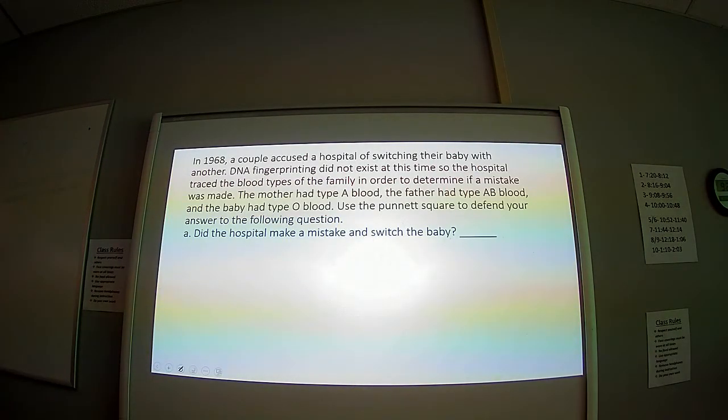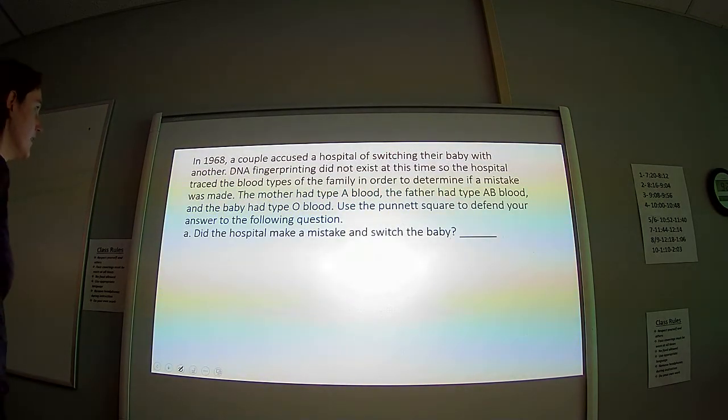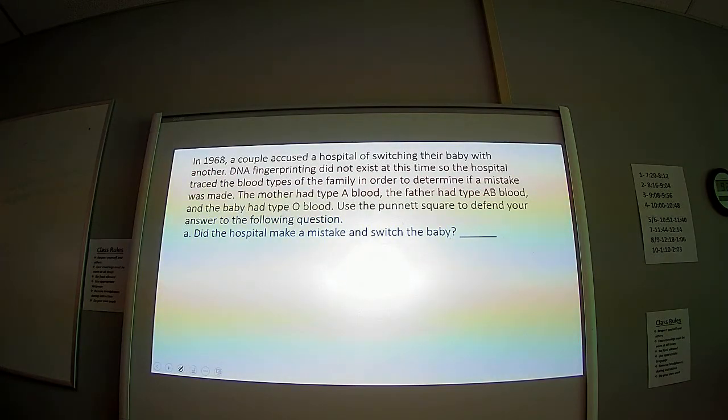I really like doing questions like this. I think they are pretty interesting, just the scenarios that you can come up with. So in 1968, a couple accused a hospital of switching their baby with another. DNA fingerprinting did not exist at this time, so the hospital traced the blood types of the family in order to determine if a mistake was made. The mother had type A blood, the father had type AB blood, and the baby had type O blood. Use a Punnett square to defend your answer to the following question. Did the hospital make a mistake and switch the baby?